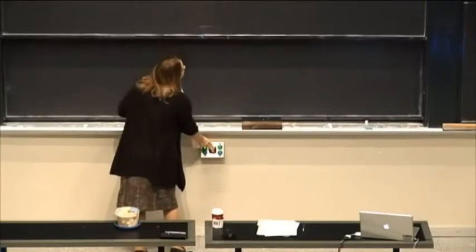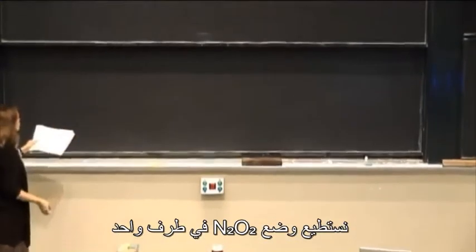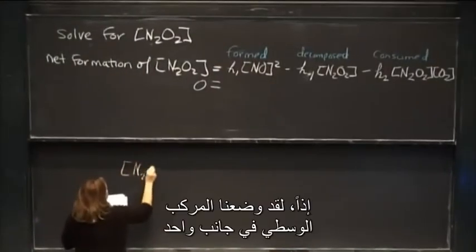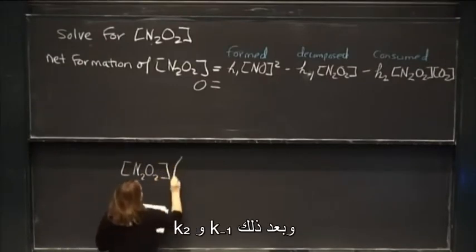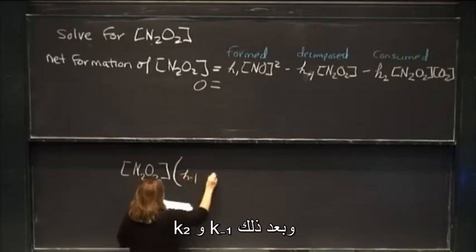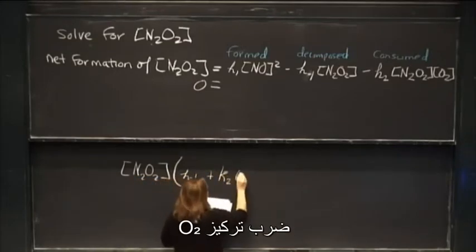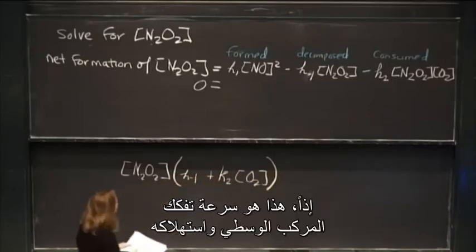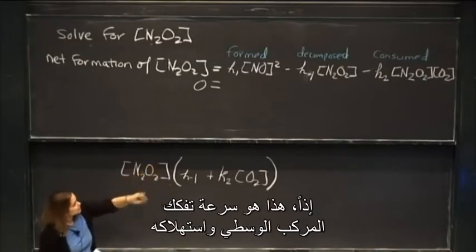And put that up there. And so we can bring N2O2 over to one side. So we have our intermediate on one side, and then we are going to have K minus 1 and our little K2 times the concentration of O2. And so that is the rate at which the intermediate is decomposed and consumed.